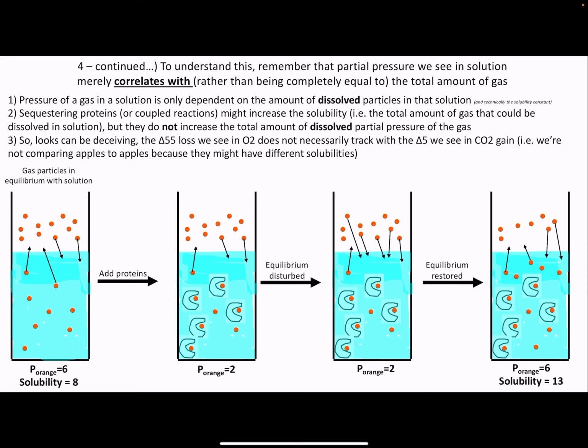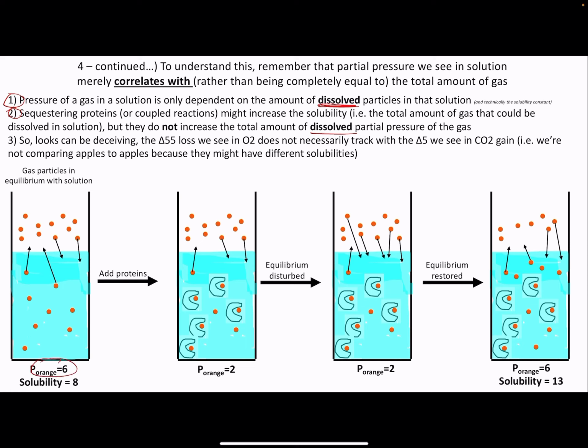First is just a reminder that the amount of pressure we see in solution is really just to do with the dissolved amount of gas, not the total amount of gas in the blood, the amount dissolved in the blood. Second is that sequestering proteins like hemoglobin might increase the solubility of something, but increasing the solubility doesn't necessarily increase the amount of dissolved particles, so therefore it might not increase the amount of pressure. So let's look at this.